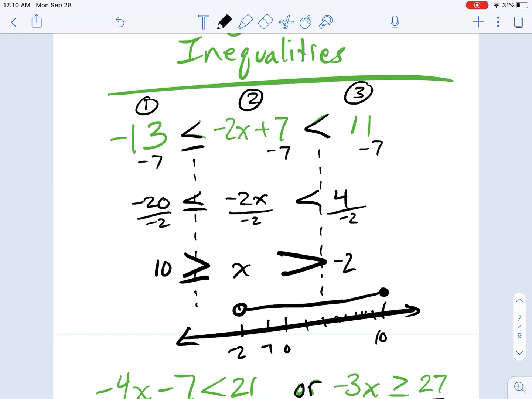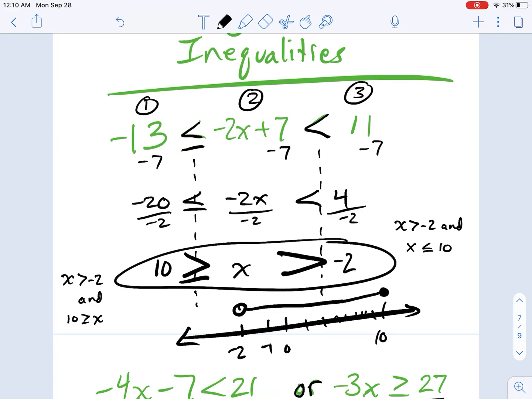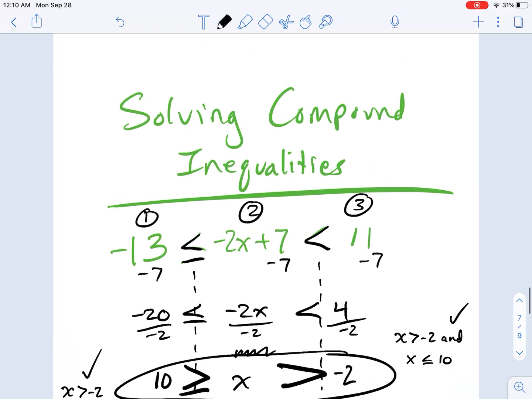Another way, I could have rewritten this as x is greater than negative 2 and x is less than or equal to 10. I also could have rewritten it as x is greater than negative 2 and 10 is greater than or equal to x. All of those are acceptable. This is condensed form. And all of these, because they have an AND statement, or they are in condensed form, should create a segment, or a segment that's missing one of its endpoints.